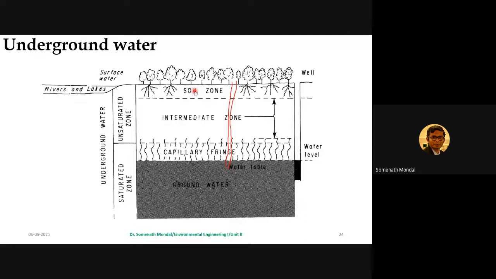Water in the saturated zone is the only underground water that is available to supply wells and springs, and is the only water to which the name groundwater is correctly applied.